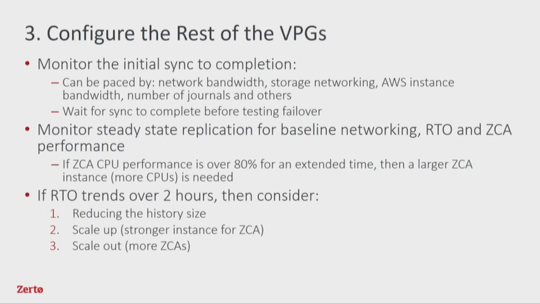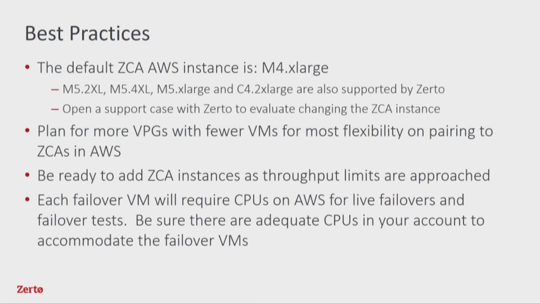If you see your RTO trending over 2 hours over time, that also means you're going to need to either scale out or scale up, either reduce the journal size, put a new ZCA in, or get a bigger instance of ZCA of what you're running. So those are the kind of things to keep your finger on as you're running.